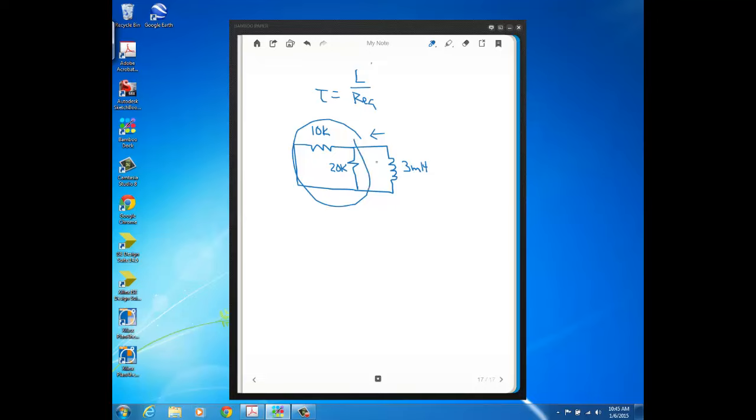So from the perspective of the inductor, these two resistors are in series, or excuse me, parallel, because if you imagine a current flowing, once this current gets inside the circle where the resistors are, there would be more than one path, so they're parallel. So our Req is the 10K in parallel with the 20K. So when you do product over sum, that's going to come out to 6 2/3 K.